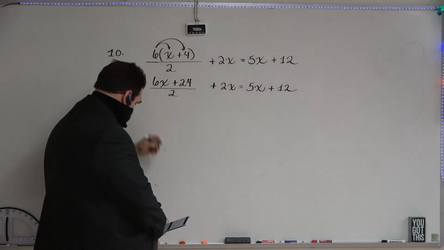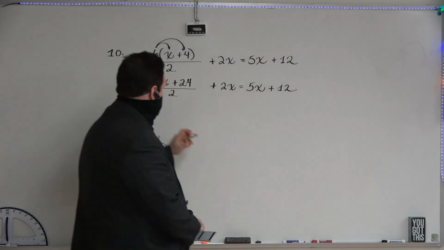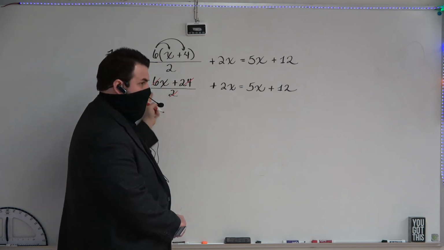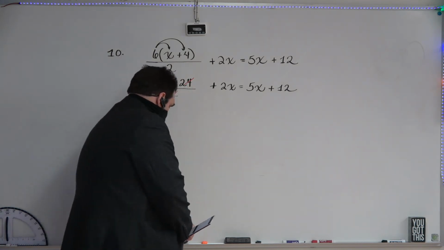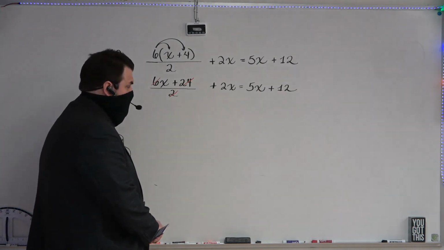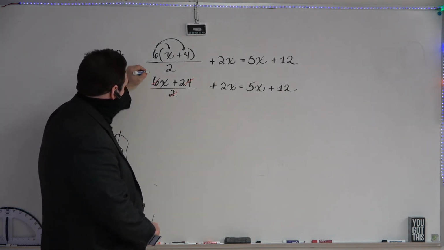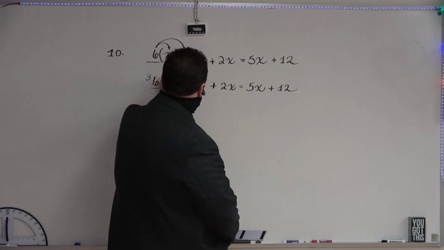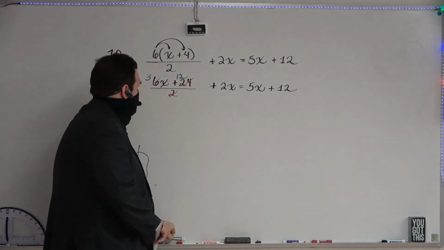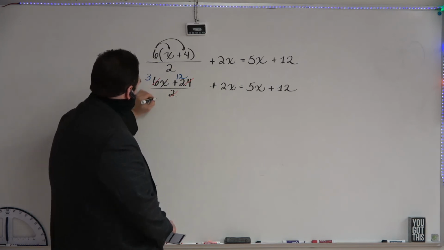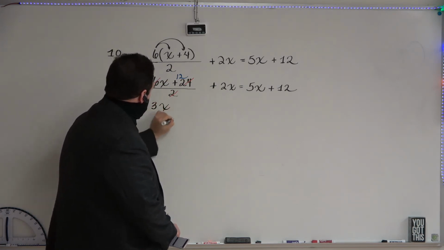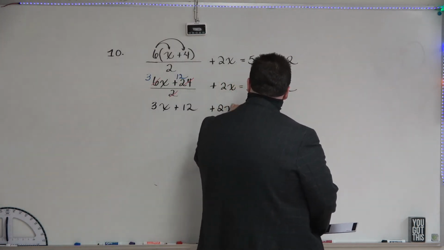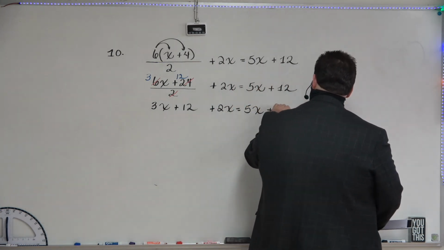Joey, what'd you do next? Divided by 2 here. Can we do that by canceling like this? Do y'all understand that you have to divide both terms by 2? Because that's a sticking point for a lot of people. Now, what is 6 divided by 2? What is Christmas Eve divided by 2? 12. Okay? 24 divided by 2 is 12. So we're going to rewrite this as 3x plus 12 plus 2x equals 5x plus 12.